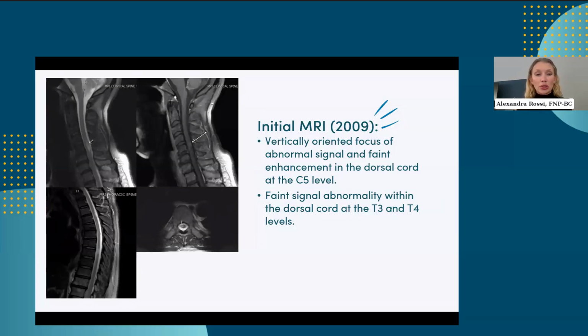And again, on his initial MRI spine, here you see these vertically oriented foci of abnormal signal and these faint enhancing lesions, so some active lesions at the time at C5, T3, and T4. These are very short segment lesions, which are classic with an MS diagnosis.